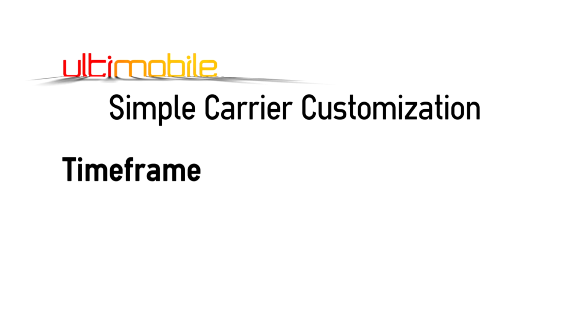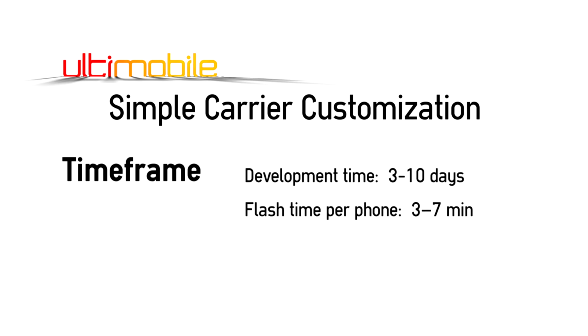The simple carrier customization timeframe is about the same as the simple generic customization because the changes in both customizations are almost identical to us. Development time is 3 to 10 days depending on our workload, and flash time per phone is 3 to 7 minutes. Because this customization is done per carrier, each one of those builds takes an equal amount of time, even though we may have created a simple carrier customization on that handset for another carrier already.